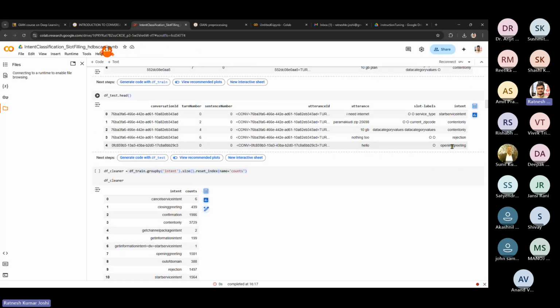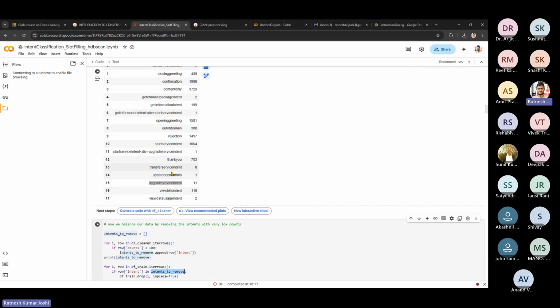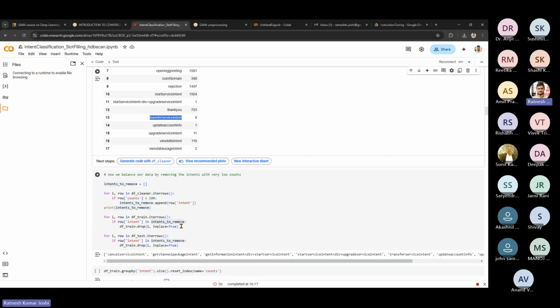Let's say there was an entry for the intent upgrade amount info, right? Sorry, transfer service intent. So this line will check if any entry in our data set, which is df_train, corresponds to the task of transfer service intent. All 8 of these entries would be removed. That is the idea of drop, right? So drop will remove all the rows that have intents that we have defined as intents to remove.